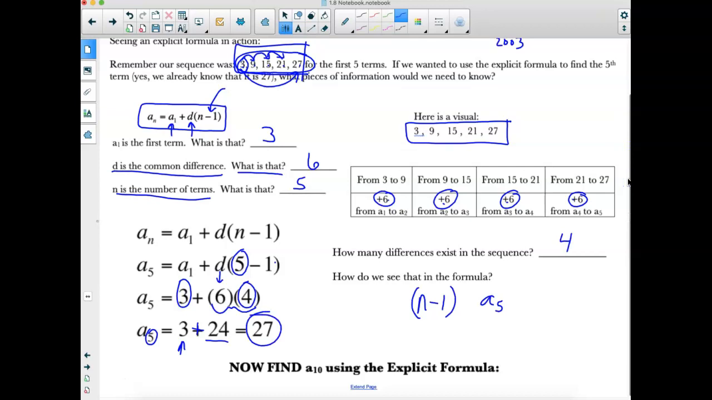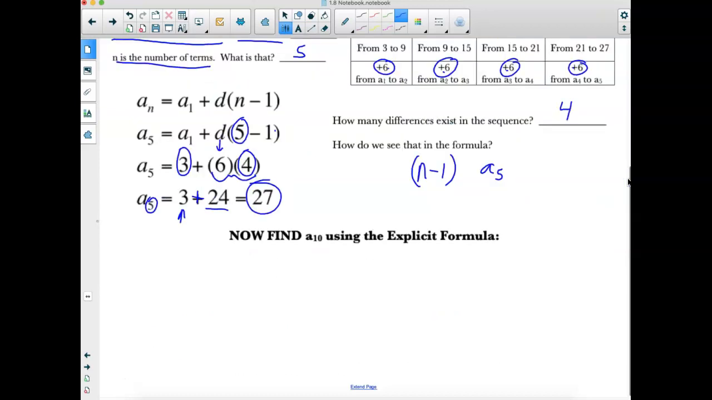Well, now let's find a sub 10. I'm really looking at a sub n equals my first term, and I'm going to rewrite this all out just like we wrote it, a1 plus d times n minus 1. If you were writing your explicit formula, you have a sub n equals the first term in this sequence that they gave me above, which is 3, plus my common difference we found, plus 6. So I'm adding 6 n minus 1 times.